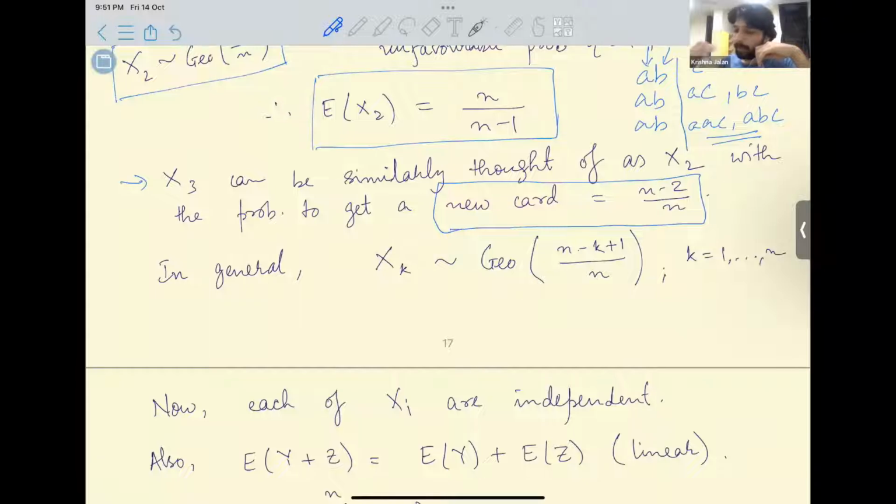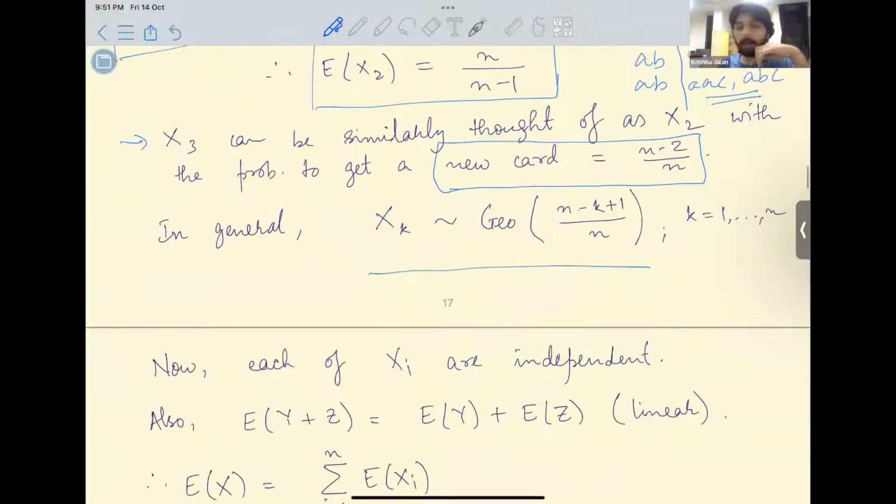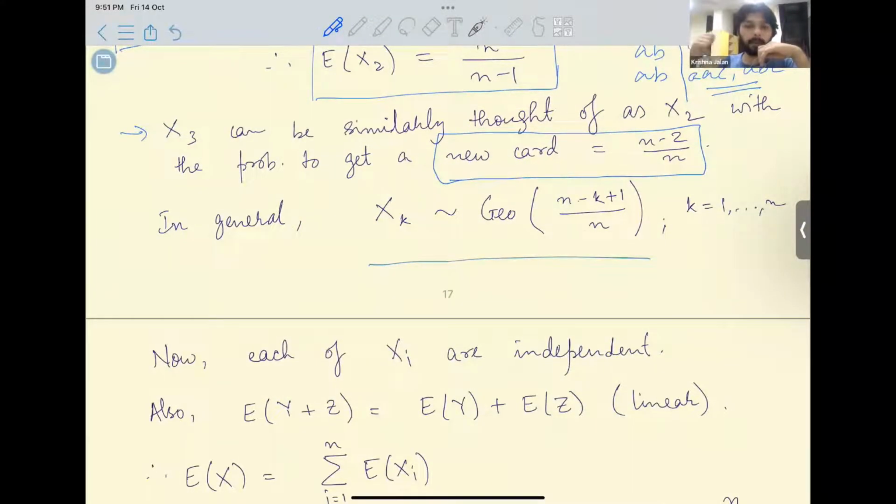Okay. In general, I can keep repeating this argument. Xk will obey a geometric distribution of something like this, n minus k plus 1 over n. Okay. If you do not understand this, go through this argument carefully again once you go back and think about it. Okay. It will be a geometric distribution over and over again.